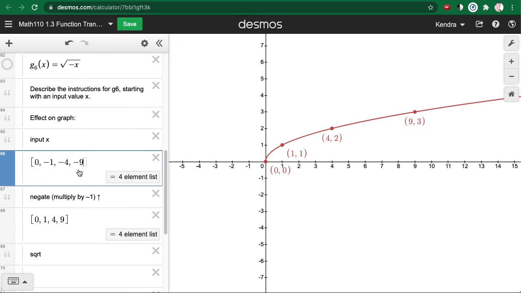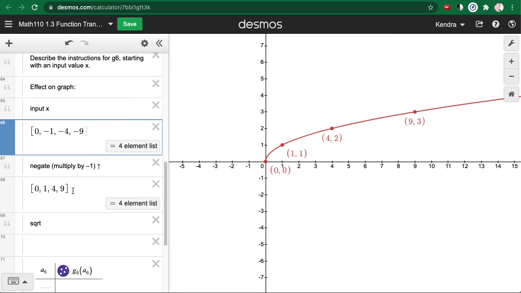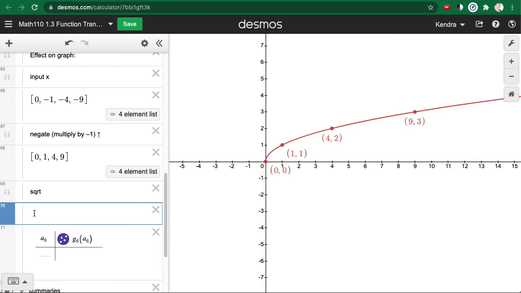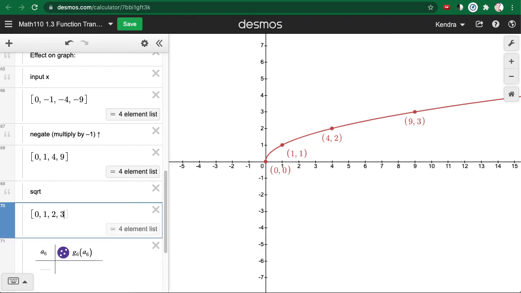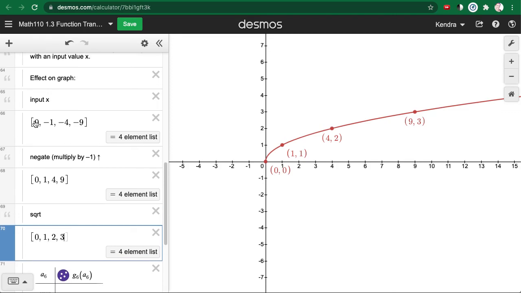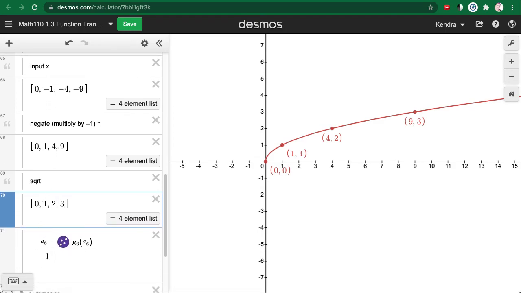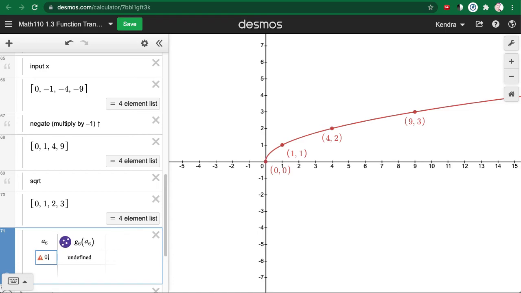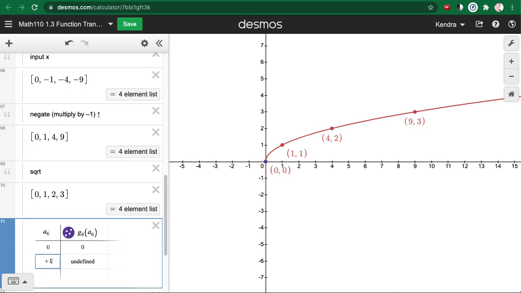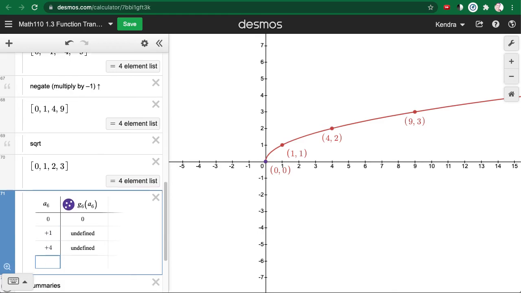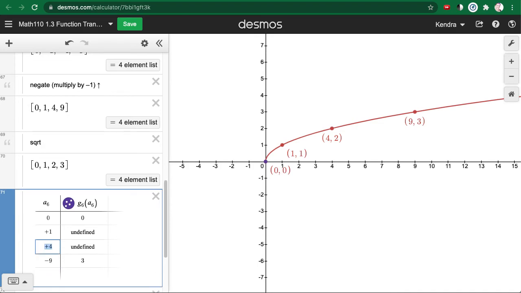Okay, so with these input values, if I negate them, if I multiply them by -1, the next step of tracking those input values through the function is 0, 1, 4, and 9. And the next step, square rooting, gives us 0, 1, 2, and 3. Okay, let's double check that if I take those input values, 0, -1, -4, and -9, and put them into my square root function, I'm going to get those output values. Oops. 0, -1, -4, and -9. And I said one thing and wrote another thing.